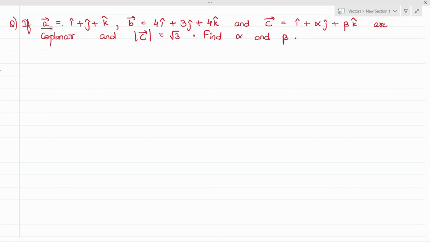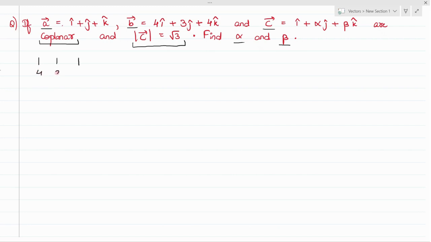In this question, three vectors A, B, C are given, and they are coplanar, which means the determinant will be 0, that is, the box product will be 0. And the magnitude of C is given, that is root 3, and we need to find the values of alpha and beta. So first do the determinant, that is the box product.